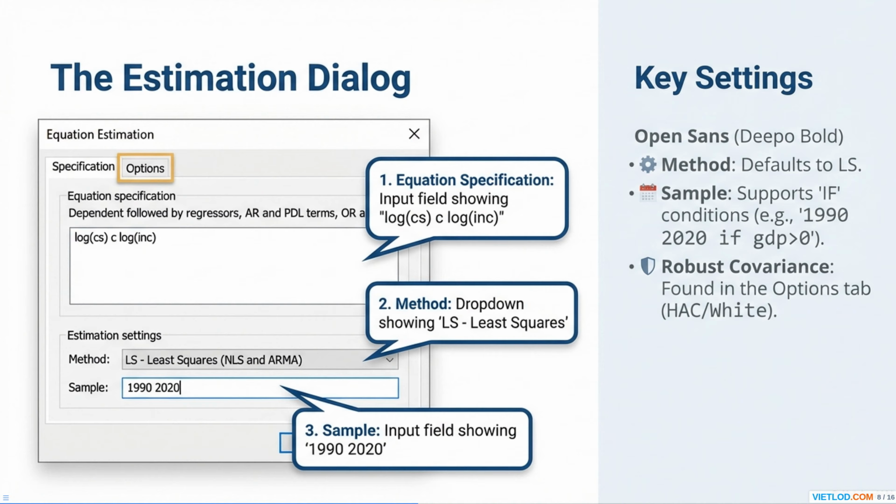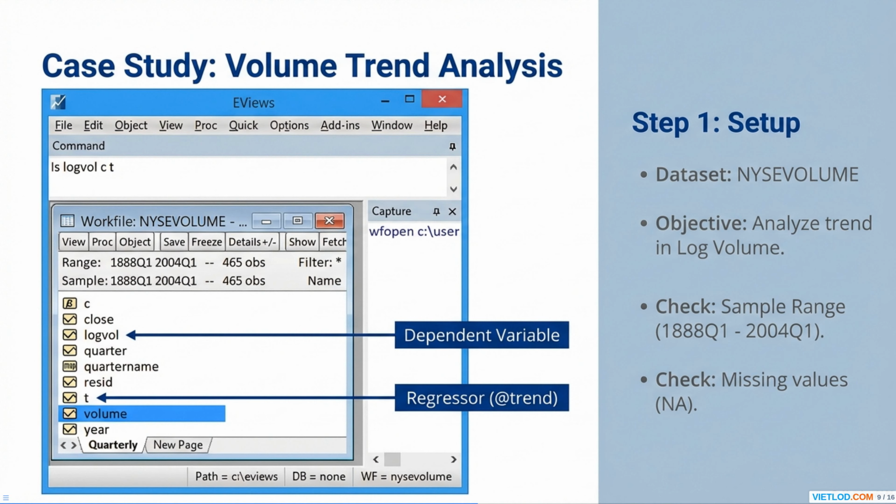You then define your sample period, which can be a simple date range like 1990-2020, or include conditional statements to select specific data points. Finally, for advanced options, such as correcting for heteroscedasticity or serial correlation using robust covariance methods like HAC or White, you would navigate to the Options tab. This dialog provides a comprehensive interface for setting up your regressions.